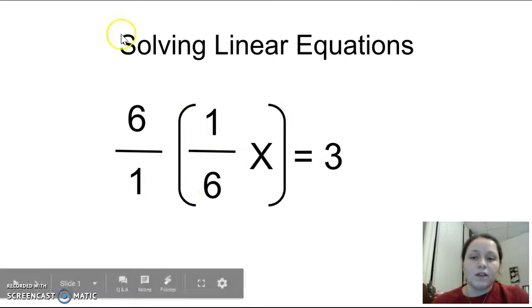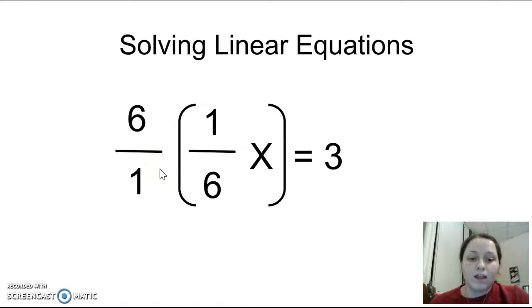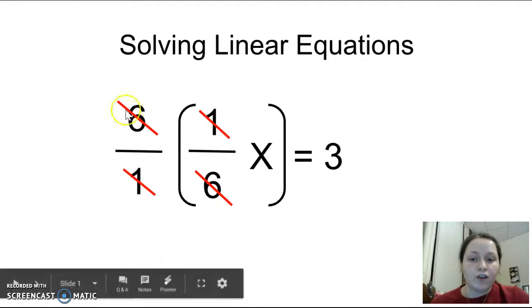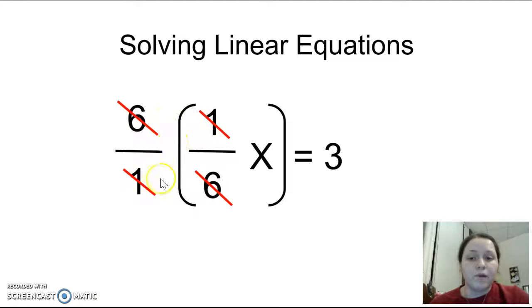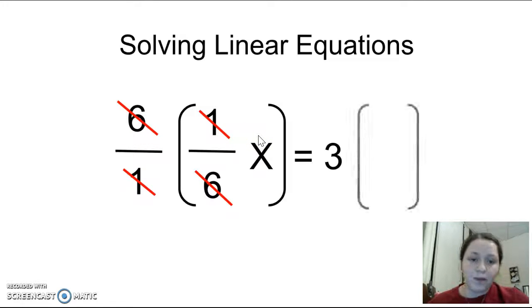To solve this, the left side over here, we're going to multiply this, and when we do that, both of the 6's are going to cancel out, and then both of the 1's are going to cancel out, making this whole fraction right here just disappear. But now that we have multiplied by the reciprocal on the left, we have to do the same on the right, and that's just a rule when solving equations. So now we have x equals 3 times 6 divided by 1.